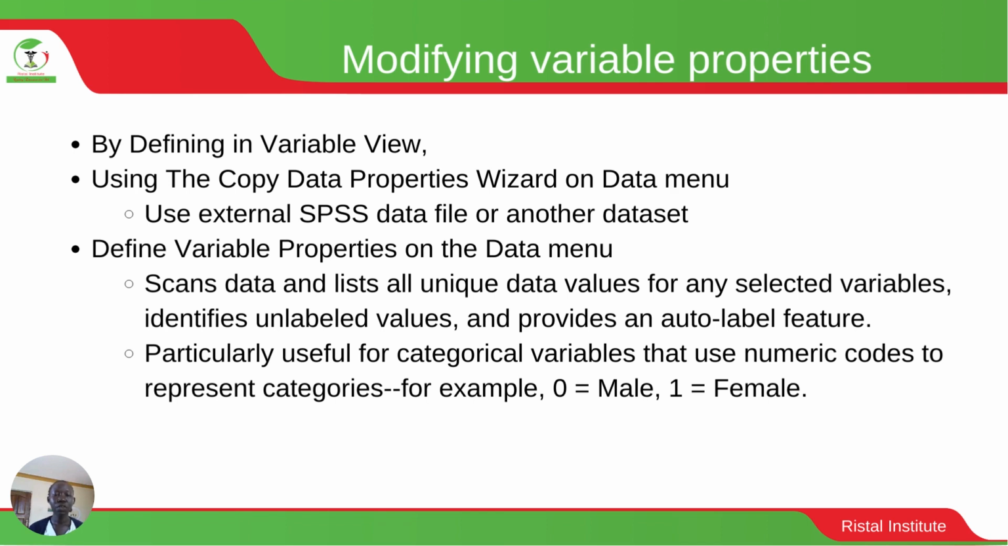Particularly, it's very useful for categorical variables that use numerical codes to represent categories. For example, if you want to code gender as either male or female, you can decide to code the gender with male as 0 and female as 1. So anywhere there is a male, when you're entering the raw data, you say 0. Where there is a female, you write 1. And it makes the entering of the data very handy.